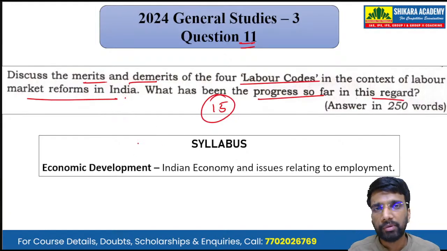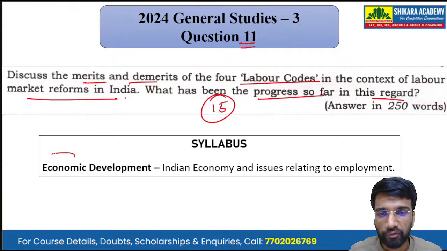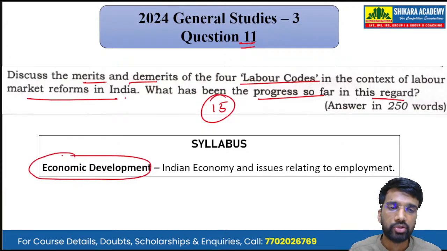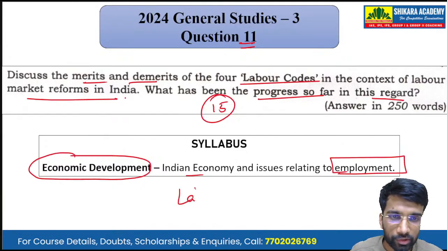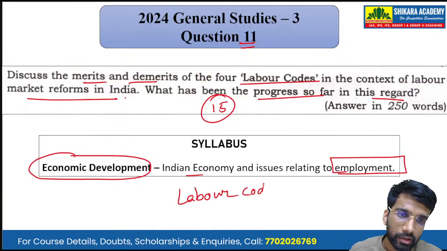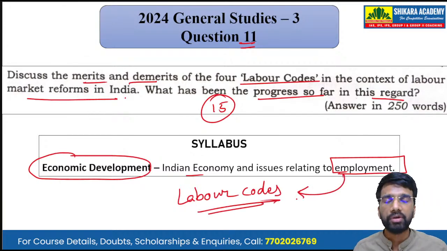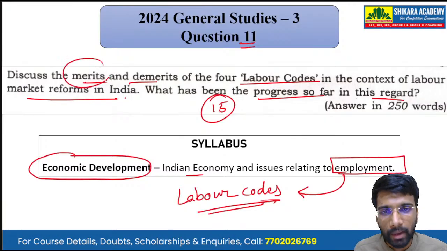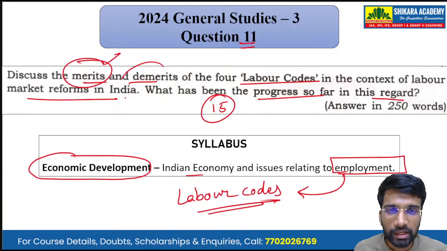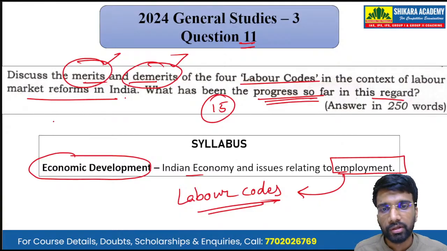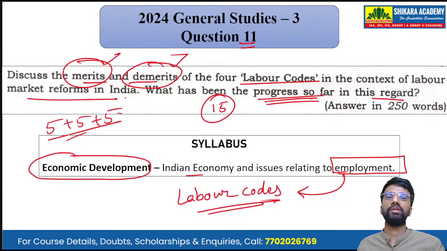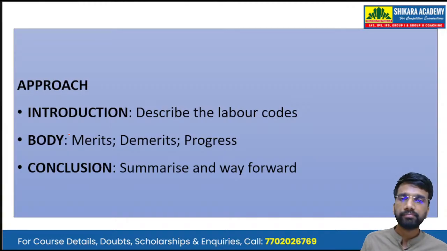Now, mapping it with the syllabus, we can see that it has been asked from the subject of economic development, and the topic is Indian economy and issues relating to employment, because these labor codes come under the topic of employment only. The question is asking us three things: the merits of the four labor codes, the demerits of the four labor codes, and what the progress so far is. So, 5 plus 5 plus 5 marks equals 15 marks.